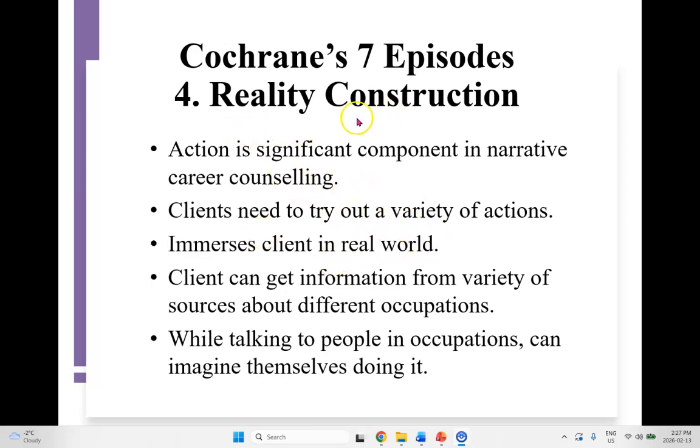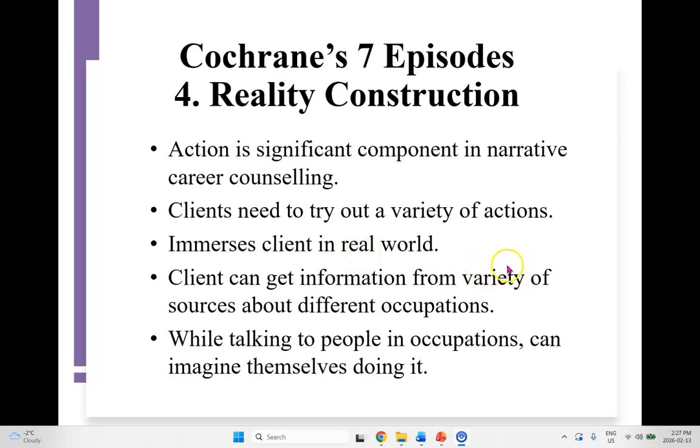Step 4 is the reality construction. This is where we start getting into action. This is a significant component in narrative counseling. Yes, it's nice to tell all of these stories, but we want to ultimately, just as we do in the common assessment model, move the client into action. So clients may need to try out a variety of actions. It gets them starting to actualize this, put it out in the real world.